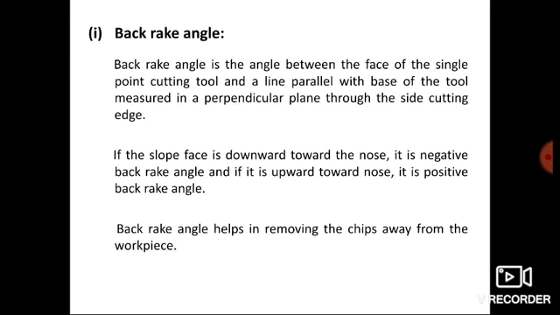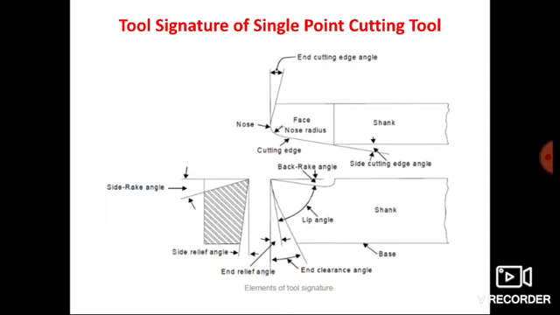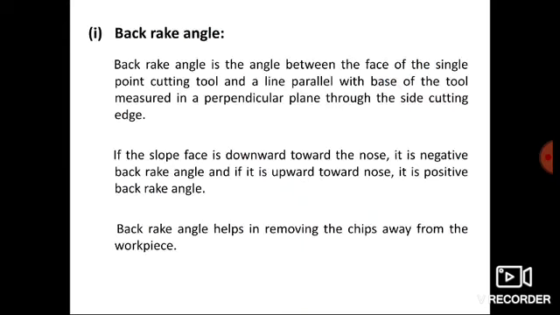Again, I am repeating the first angle, that is the back rake angle. Back rake angle is the angle between the face of the single point cutting tool and a line parallel with the base of the tool, measured in a perpendicular plane through the side cutting edge. If the slope is downward towards the nose, it is a negative back rake angle, and if the slope is upwards towards the nose, it is a positive rake angle. The role of the back rake angle is to remove the chips away from the workpiece.